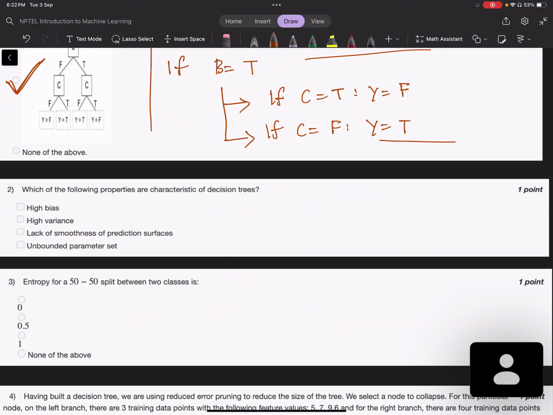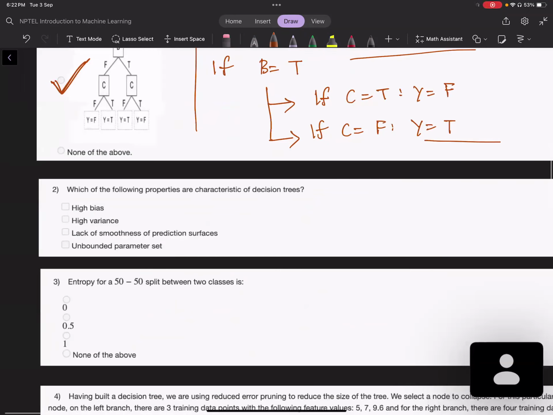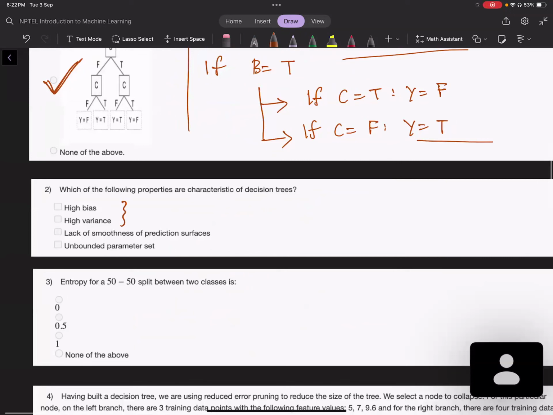The options are high bias, high variance, lack of smoothness of prediction surfaces, and an unbounded parameter set. I can help you with one: out of A and B, only one could be the solution, because a model cannot be both high bias and high variance, or low bias and low variance. It can be high bias, low variance, or high variance, low bias.